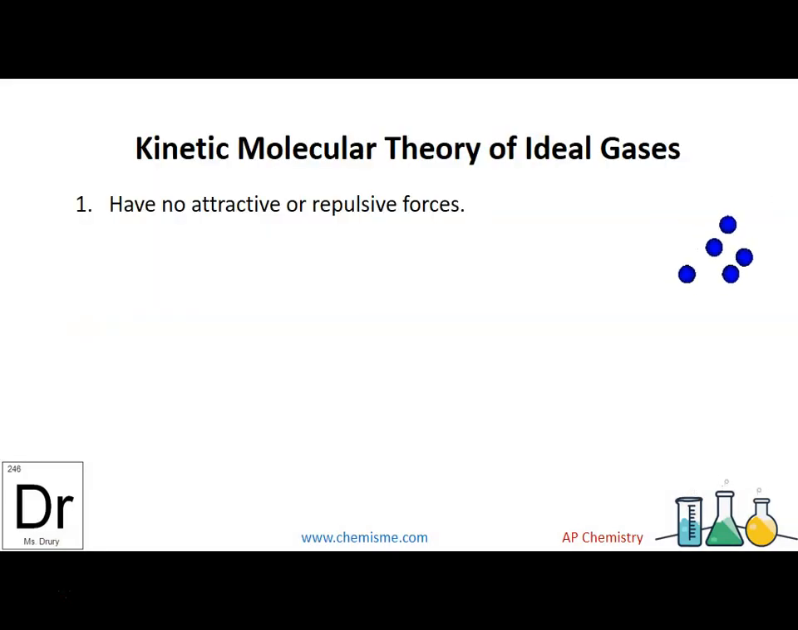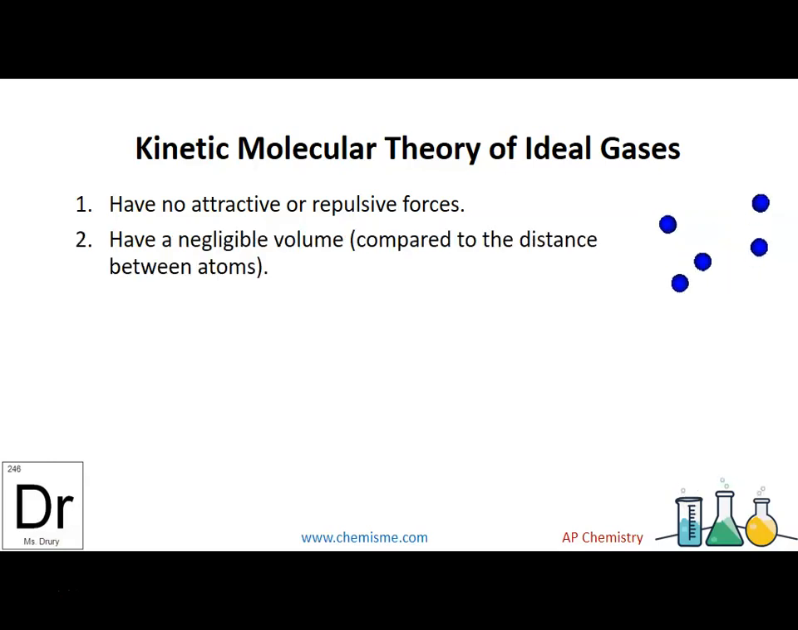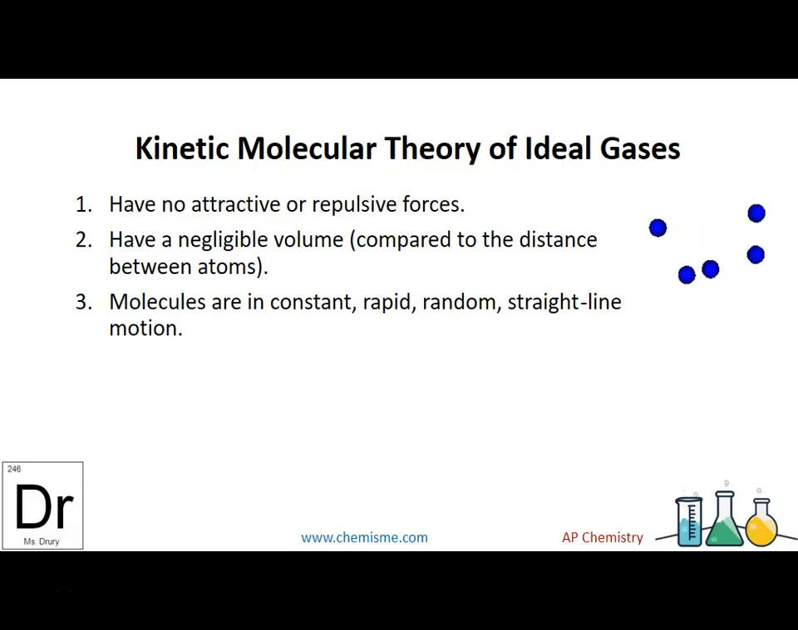First, let's talk about the kinetic molecular theory of ideal gases. The gases, as you can see in the little simulation on the right, have no attractive or repulsive forces, so they're not drawn towards or away from each other like magnets. They have a negligible volume compared to the distance between them. This is not a great model because the particles should be so much smaller than they're shown here, so the space is much wider. And the molecules are in constant, rapid, random, straight-line motion.